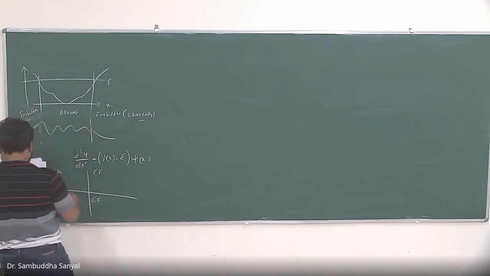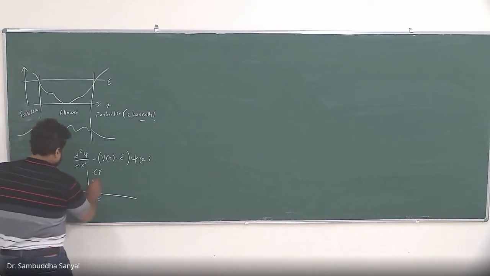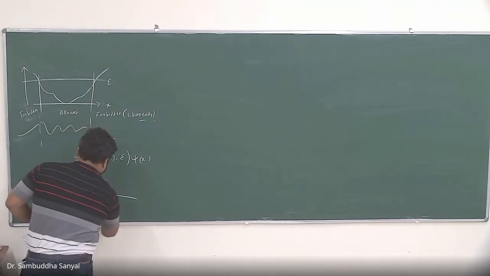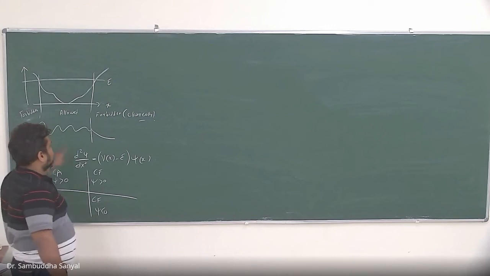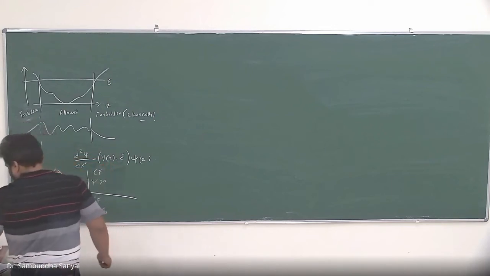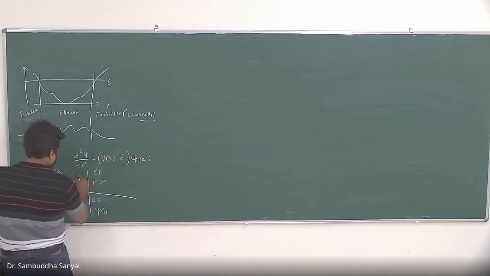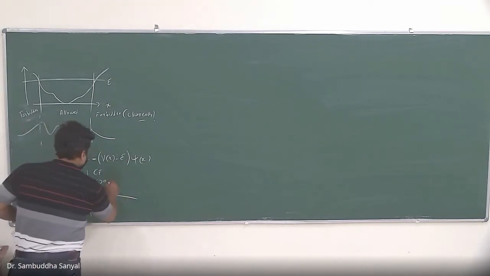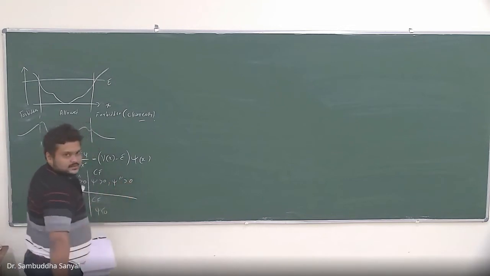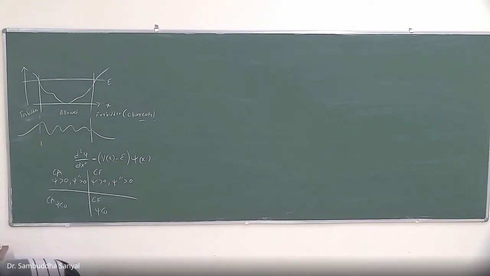There are two possibilities. One is psi greater than 0 and psi less than 0. Here also psi greater than 0, psi less than 0. So if psi is greater than 0, and you are in a classically allowed region, that means your energy is higher than this. So that means psi double prime is less than 0, right? And in the classically forbidden region, it means psi double prime is greater than 0. Is everybody on the same page with this?